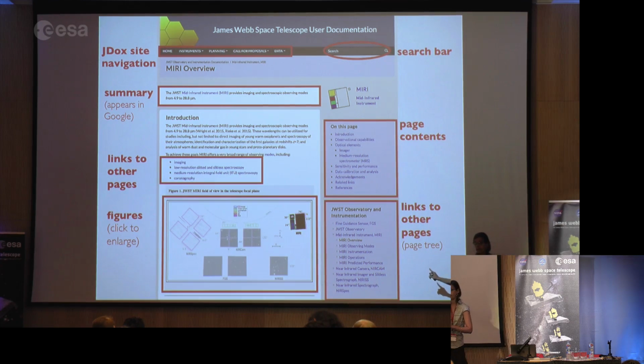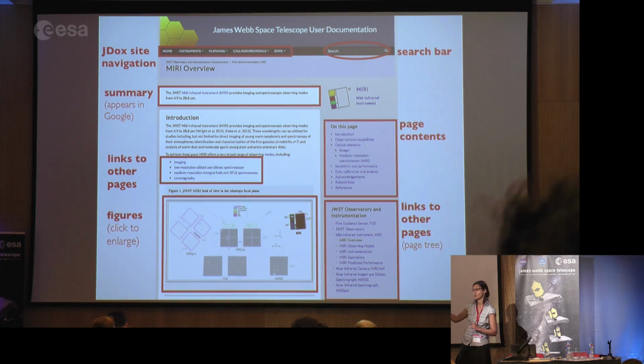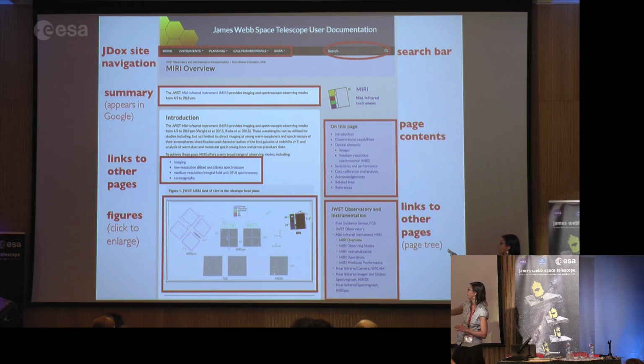One thing to be aware of, though, is that this only links to the page tree for that space. So if you wanted to know how to actually design a proposal using the proposal tools, you wouldn't find this in this space, the observatory instrumentation space. You would instead have to go to the planning space. So it's helpful within the certain space that you're in, but be aware that you would have to do extra searches to get additional information.